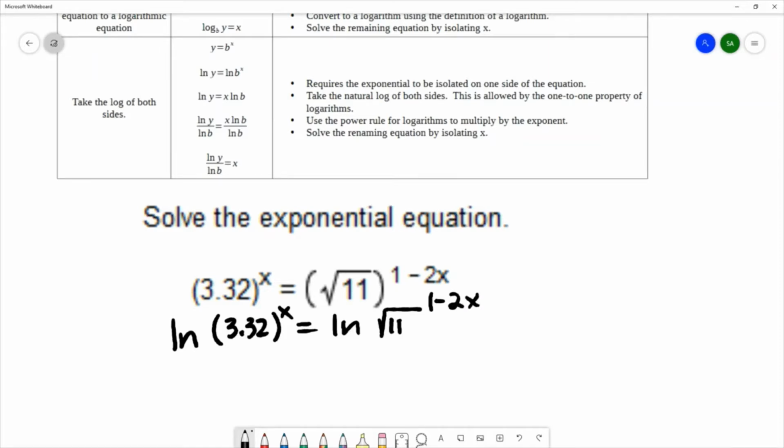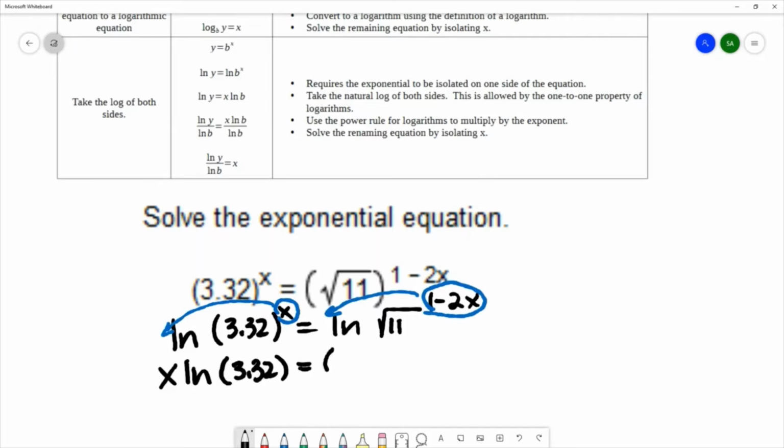And once you introduce the logs, you're now allowed to use the power rule for logarithms. The power rule for logarithms allows you to take the power and make it the coefficient on the logarithm. That would make this x natural log of 3.32 equals 1 minus 2x natural log square root of 11.